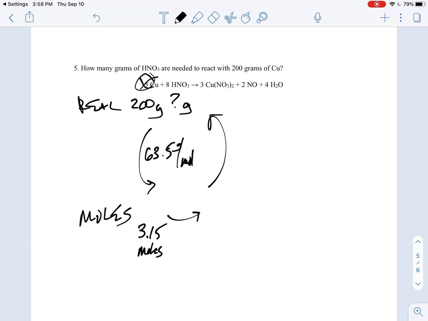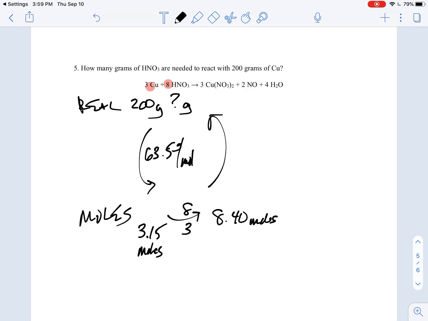Now we want to move across town. Now we're going to take that 3 into account, except that we're going to go from 3 to 8, so we're going to have to get bigger. So we're going to have to multiply that by 8/3 in order to take those into account. And when you do, that gets you about 8.40 moles.